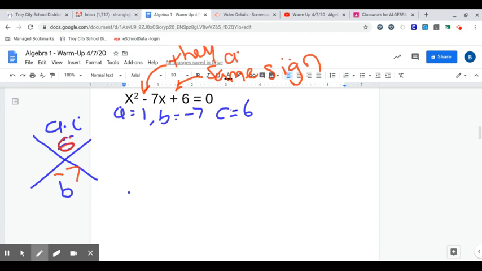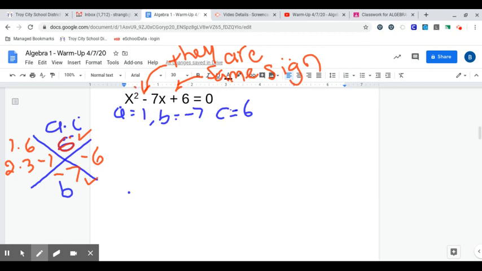Oh, can't write up that high, I guess. It's not letting me write up there, so they're both negative. So factors of 6, I got 1 times 6, 2 times 3. Right? Same sign. If I add them together, I get a -1 and a -6. -1 times -6 gives me a +6. -1 plus -6 gives me a -7. So I know that that is what I'm going to use.